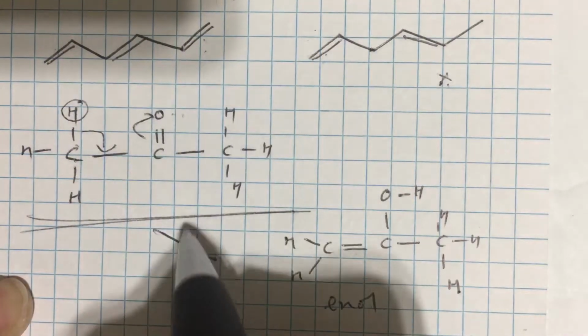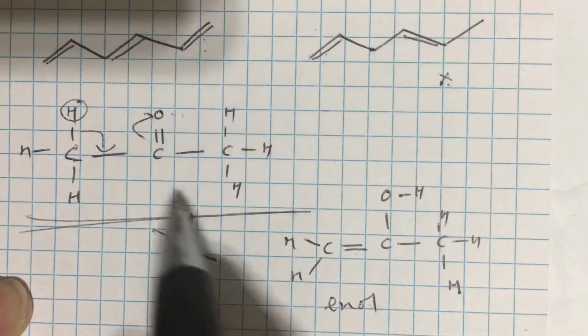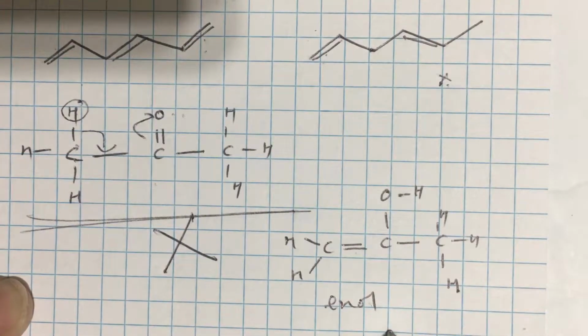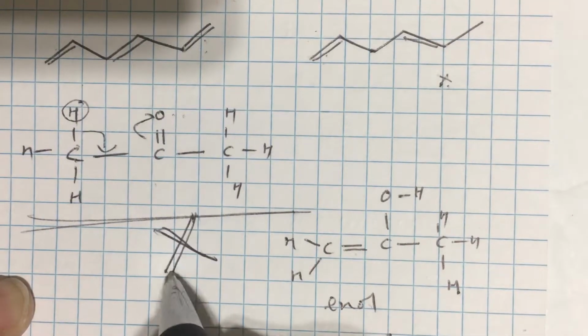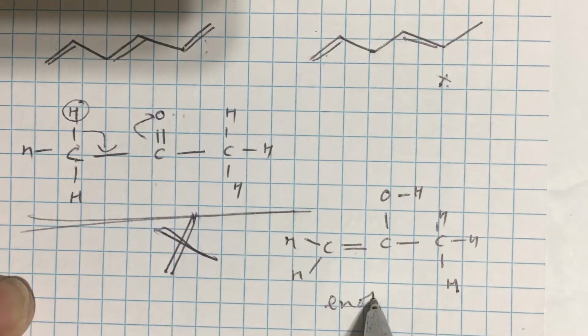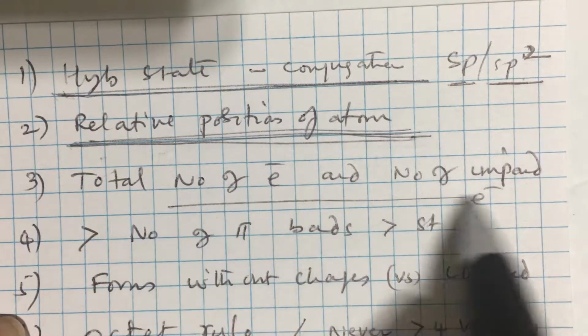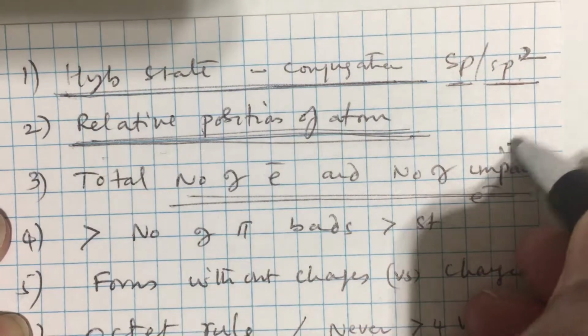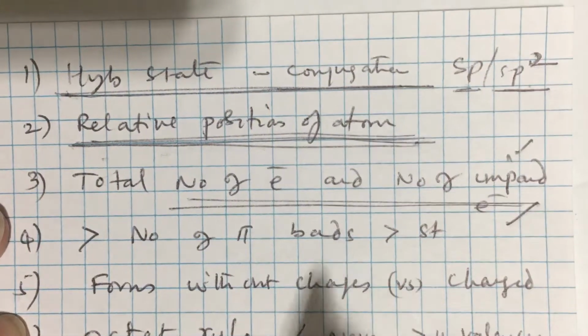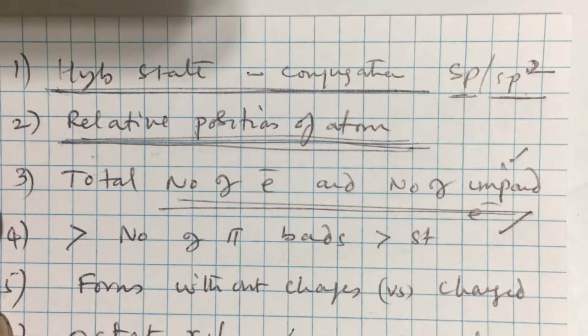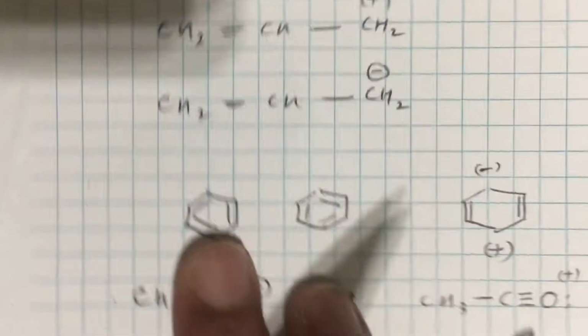This is not legal. This keto-enol tautomerism will never come under the heading of resonance. They are not canonical forms because you have shifted the atoms. So while writing the canonical forms, relative position of atoms should not be changed. Total number of electrons and the total number of unpaired electrons should remain the same in all the canonical forms. Notice that you can't tamper with the number of electrons.